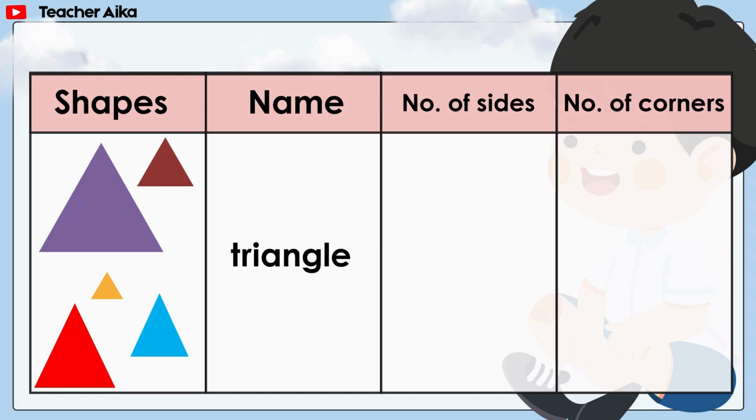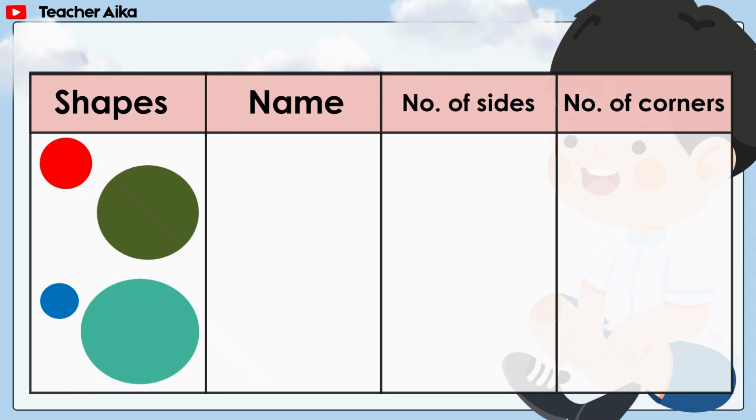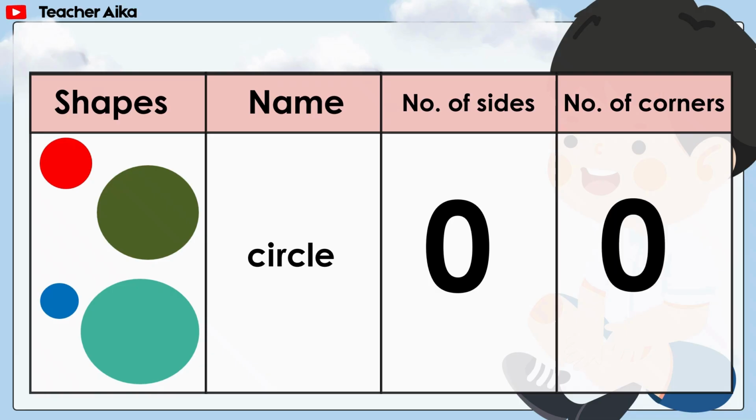Shape, triangle. Number of sides, 3. Number of corners, 3. Shape, circle. Number of sides, 0. Number of corners, 0.